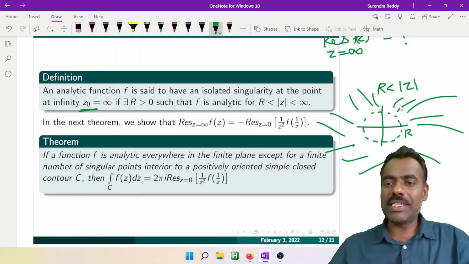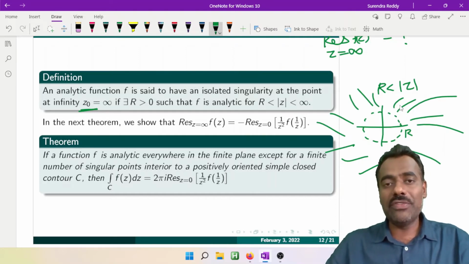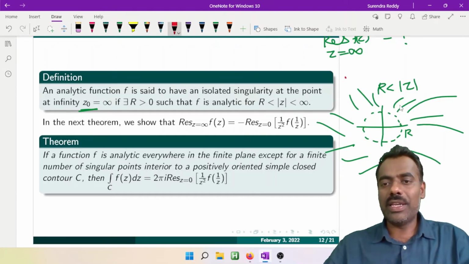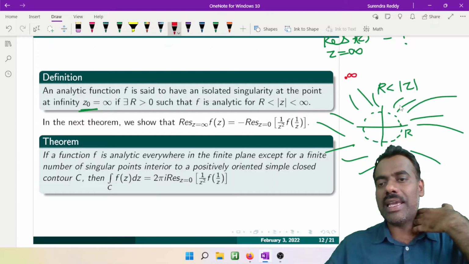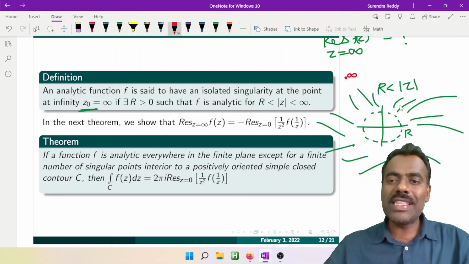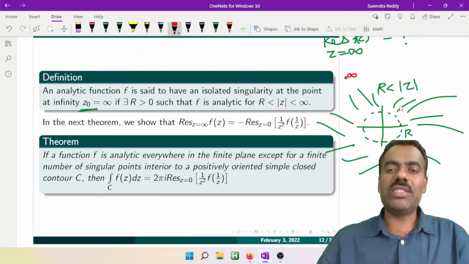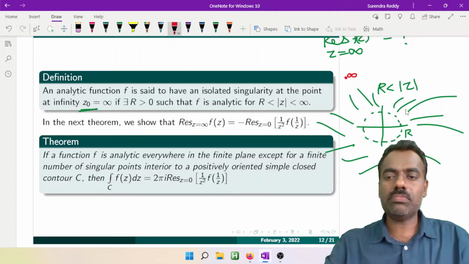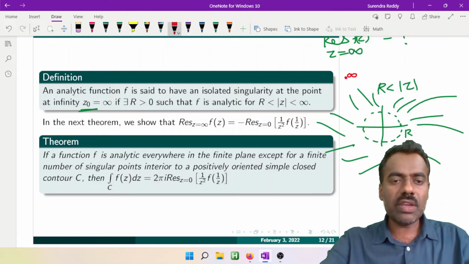You can understand why we say it is an isolated singularity at the point at infinity, because we consider the complex plane together with infinity. So this is like infinity. Now you can see that the neighborhood can be found in such a way that f has no other singularities in this neighborhood. That's why we call it an isolated singularity. Obviously, we know infinity is a singularity for these complex functions.